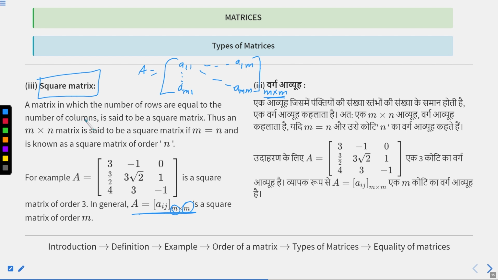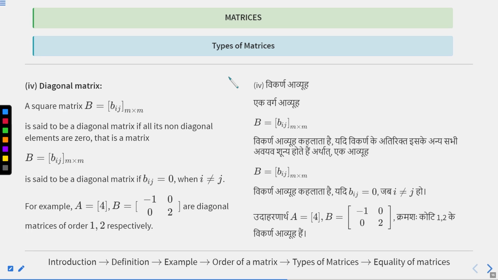I hope that it is clear. For example, this is having 3 rows and 3 columns. So 3 equals 3. This means this is my square matrix. Okay, square matrix. I hope that it is clear to you. Okay, now let us move to next. I hope that it is clear.